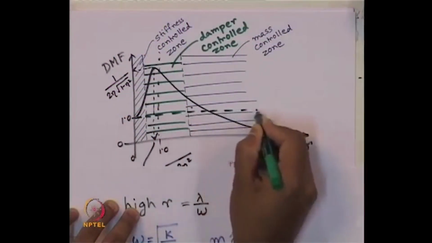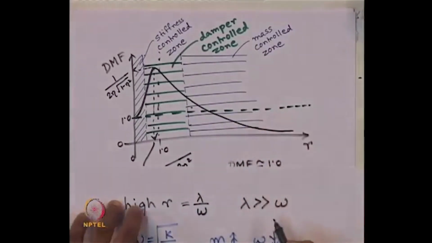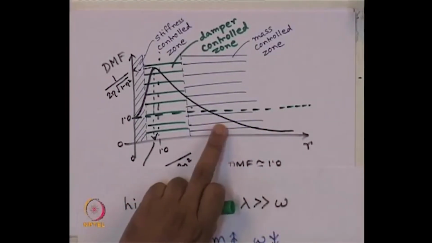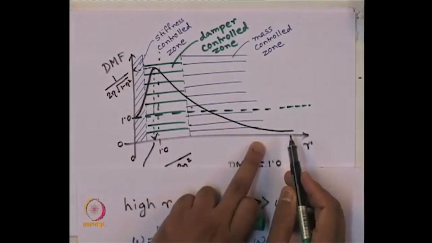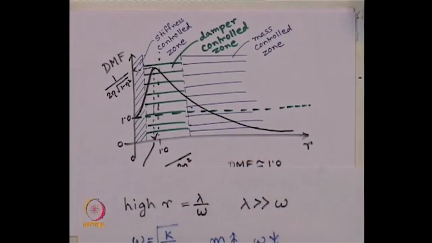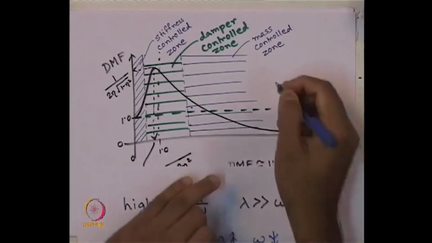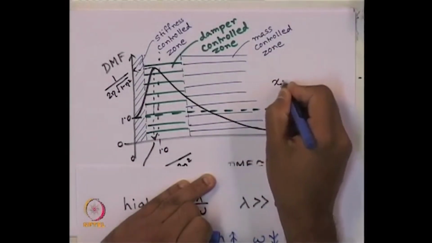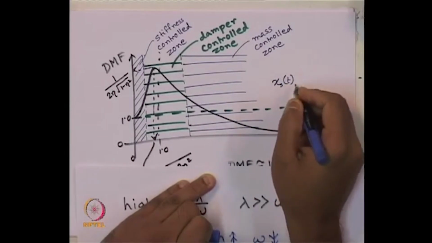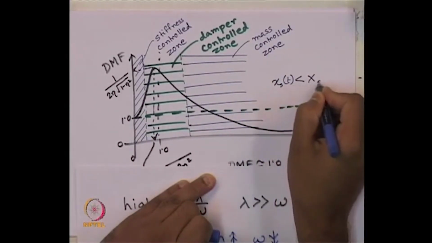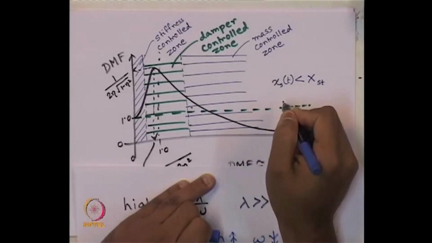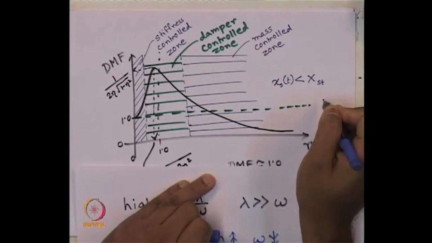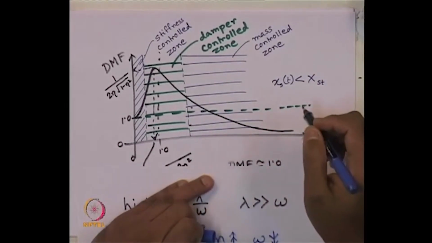Let me draw this line at DMF equals 1. Look at here. So, at very high value of R, DMF is less than 1, and DMF less than 1, what does it mean to us? DMF less than 1 means our steady state displacement is less than the static displacement. So, your dynamic displacement that you are getting is lesser than the static displacement. So, in other words, what does it mean?